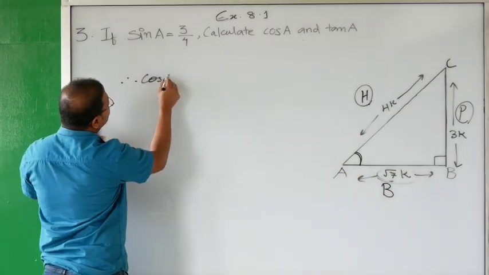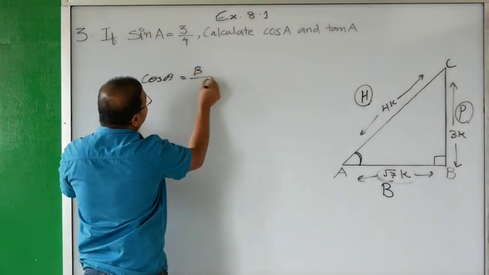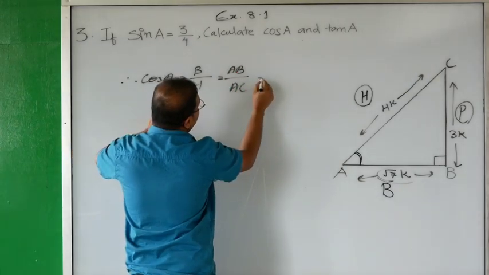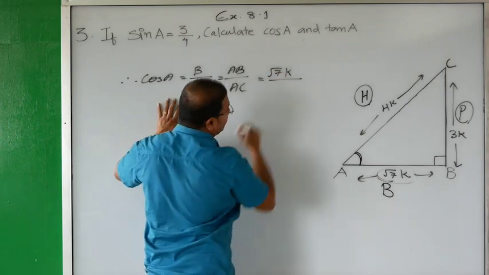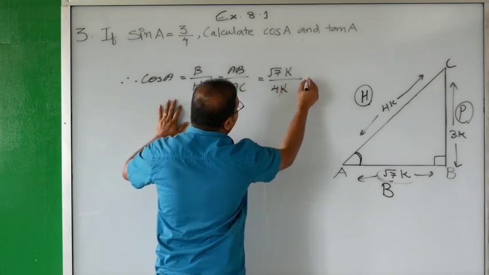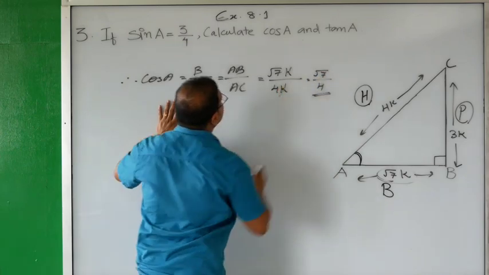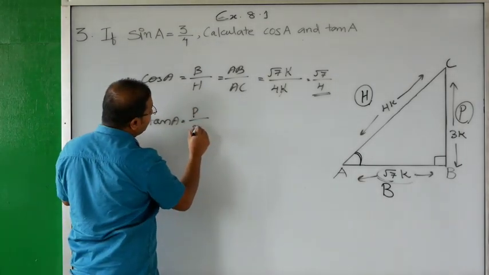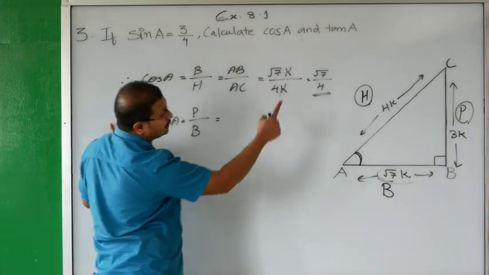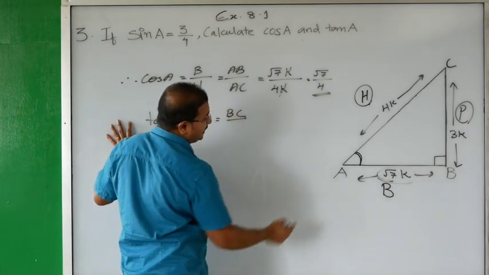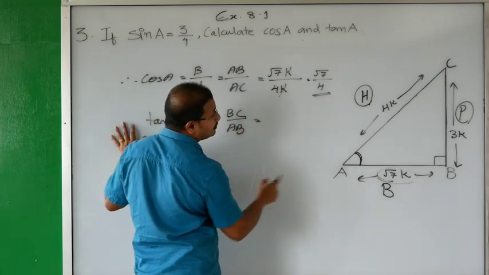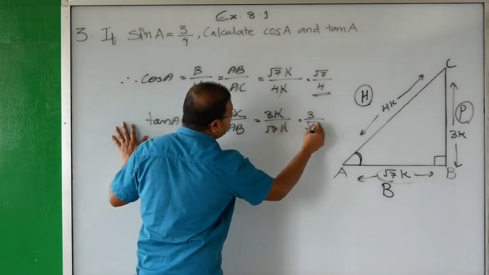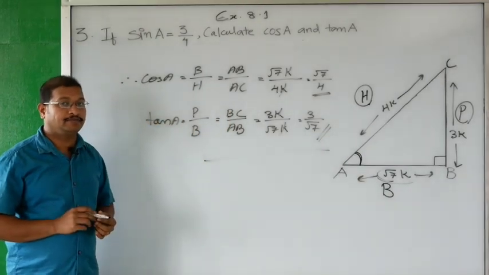Therefore, cos A equals, what is cos theta? Cos theta equals base by hypotenuse. What is the base? Base is AB. So, AB by hypotenuse, AC. What is the value of AB? Root 7K divided by AC, 4K. K, K will cancel. You will get root 7 by 4. Next, tan A. Tan A equals, tan theta is what? Yes, perpendicular by base. According to this diagram, perpendicular is BC. That means BC by base, AB, equals, what is that? 3K by root 7K. So K, K will cancel. You'll get 3 by root 7. Is it okay? Let's see the next question.